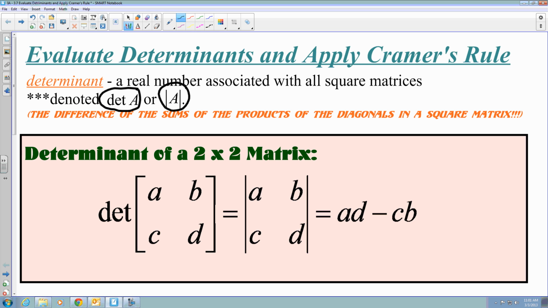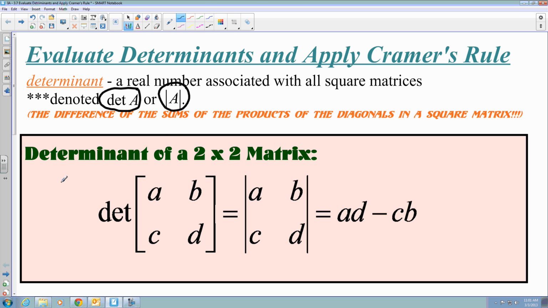And those two bars kind of look like absolute value, but when they're attached to a matrix, we are talking about the determinant. It has nothing to do with absolute value. It's just how they write it for this case. So those are two different ways to write the determinant of a matrix.